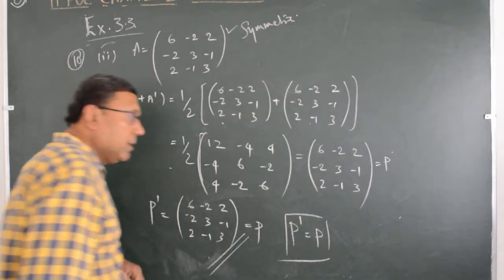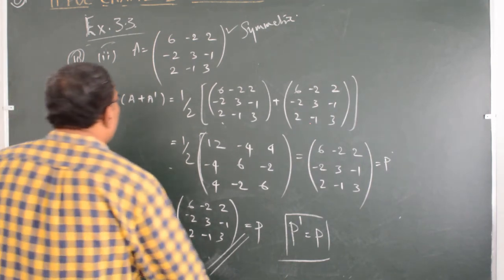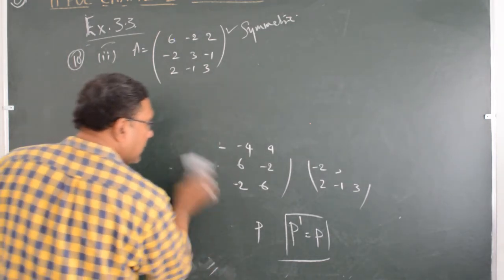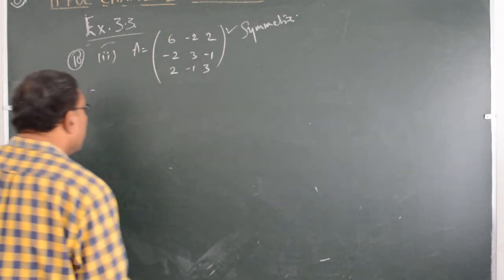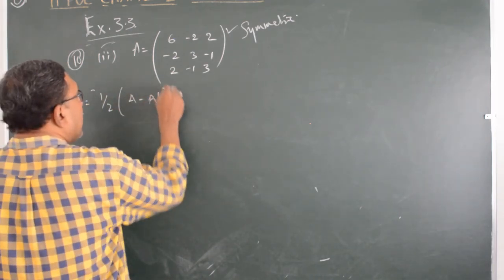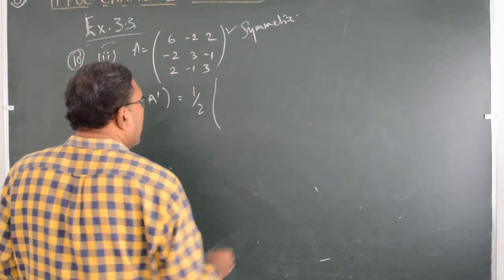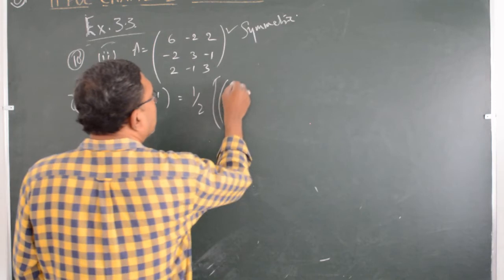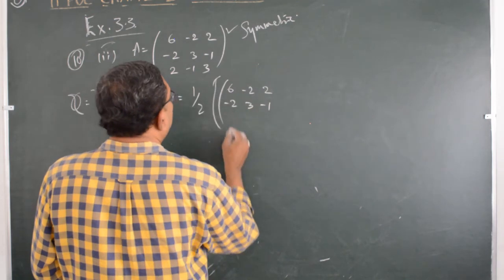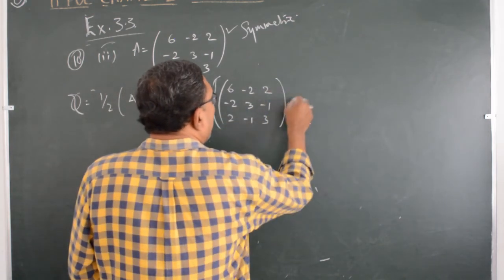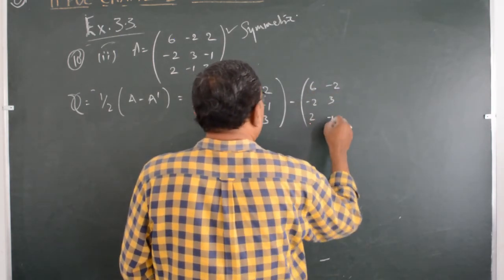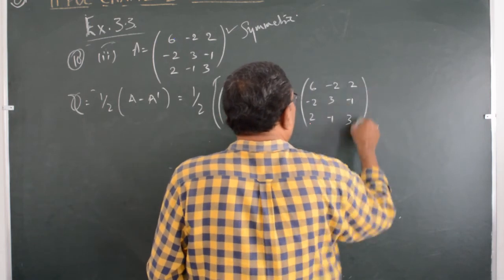Okay. Let us check the skewness of this. I will straight away go to the second formula and we will check whether this is also skew symmetric. Take the formula Q, half into (A minus A transpose), keeping the half outside. Take the matrix [6, -2, 2; -2, 3, -1; 2, -1, 3], minus its transpose [6, -2, 2; -2, 3, -1; 2, -1, 3]. We will see what is the result of this.